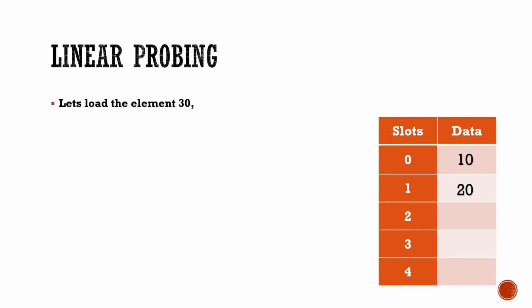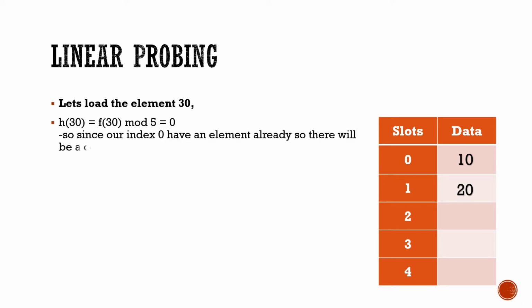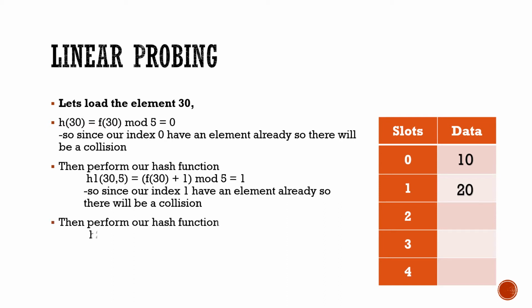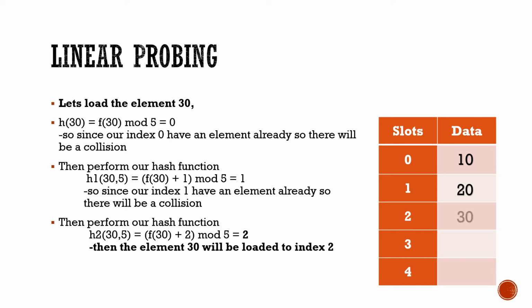Let's load the element 30. h(30) equals f(30) modulo 5 equals 0. Since our index 0 has an element already, there will be a collision. Then perform our hash function. h1 equals (f(30) + 1) modulo 5 equals 1. Since our index 1 has an element already, there will be a collision. Then perform our hash function. h2 equals (f(30) + 2) modulo 5 equals 2. Then the element 30 will be loaded to index 2.